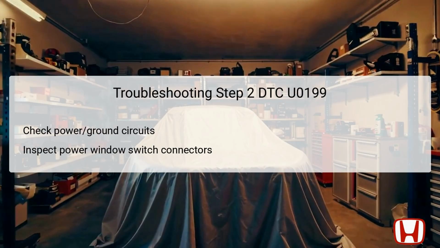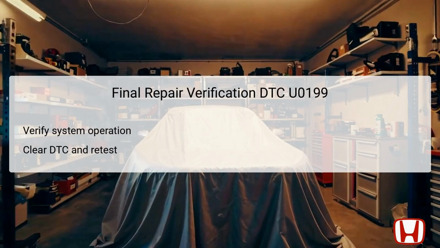U0199 being activated. Once repairs have been made based on the previous steps, final verification is essential to ensure that the issue has been resolved successfully. Begin by checking the functionality of both the climate control unit and the power window master switch. They should operate without any errors or delays. Subsequently, clear the DTC stored in the vehicle's computer using an appropriate scan tool. This action removes the error code from the system.